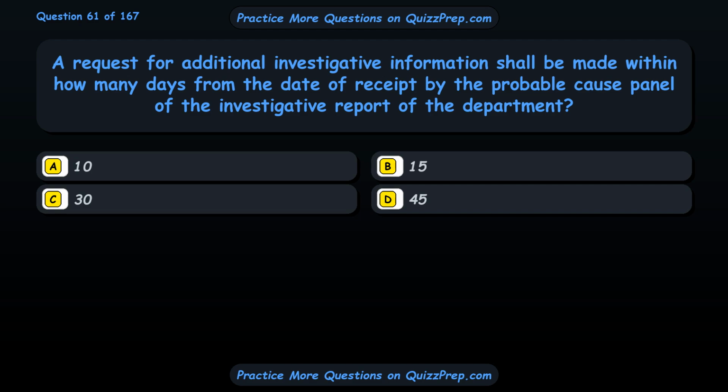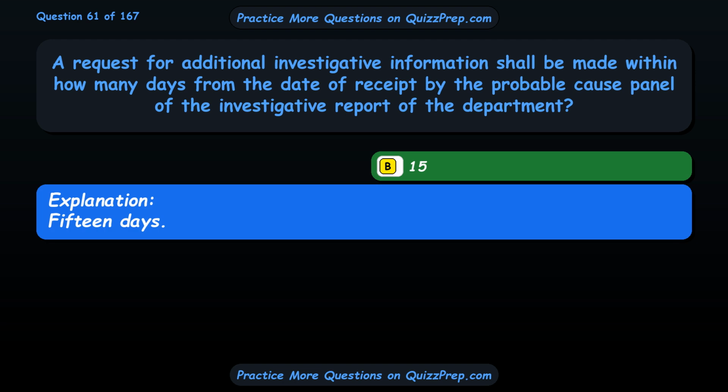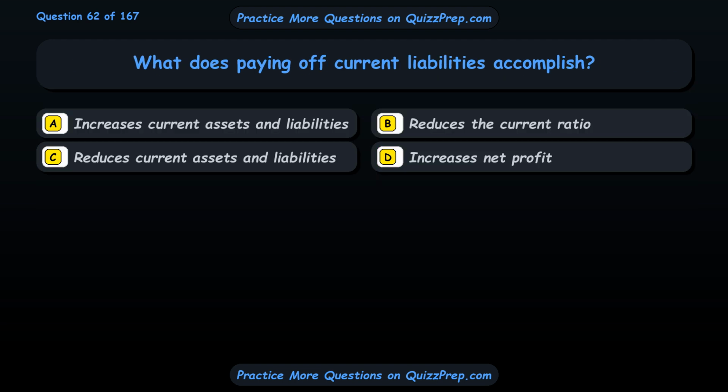Question 61. A request for additional investigative information shall be made within how many days from the date of receipt by the probable cause panel of the investigative report of the department? Option A 10, option B 15, option C 30, option D 45. The correct answer is option B, 15. 15 days.